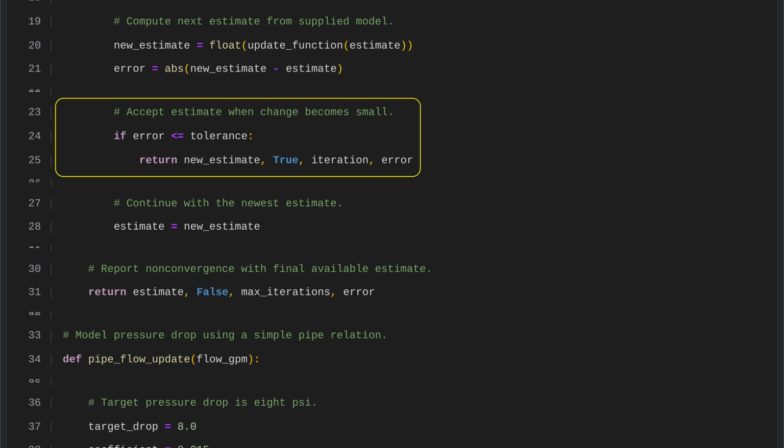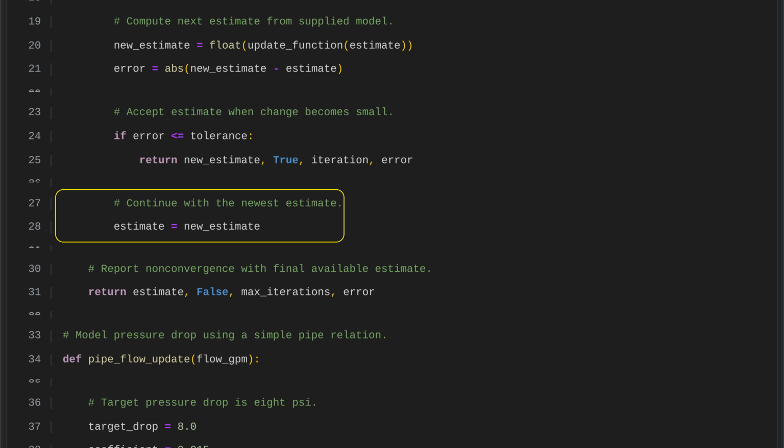This code checks whether the change between the new estimate and the current estimate is within the allowed tolerance. If the change is small enough, the solution is considered converged. The solver then returns the new estimate, a success indicator, the iteration count, and the final error, allowing it to stop early once the result is accurate enough.